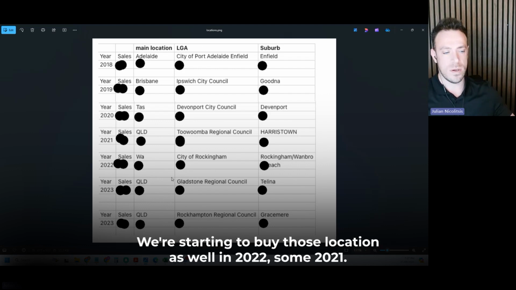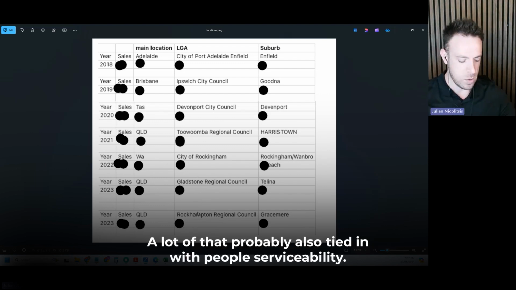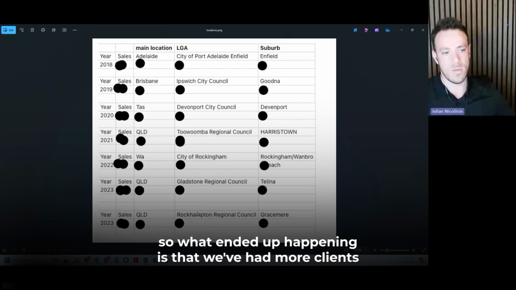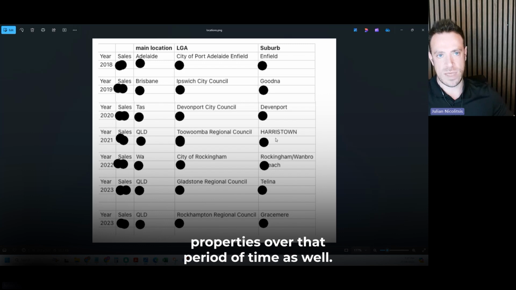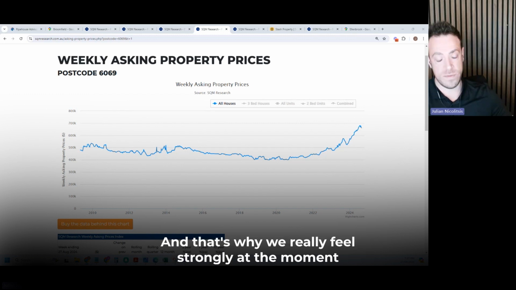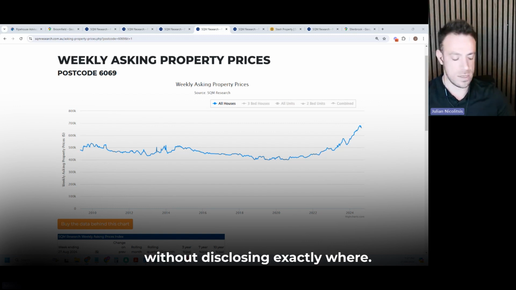We started to buy those locations in 2022, some in 2021, but they were heavier in those periods. A lot of that's probably tied in with people's serviceability getting lower over those years. So we've had more clients geared towards more affordable, higher yielding properties over that period of time. But for us, it's just about making sure we pick the location and get our clients the right result. And that's why we feel strongly at the moment about the regional Victorian area as well, without disclosing exactly where.